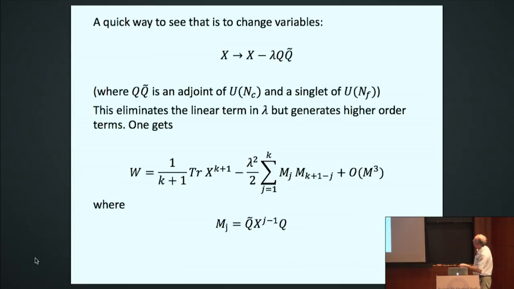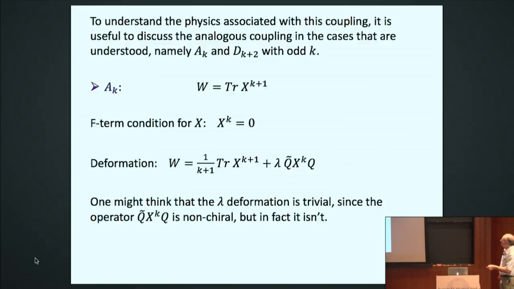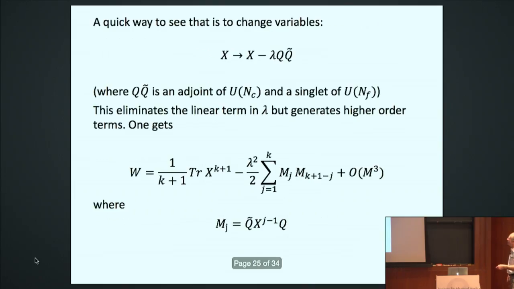What you get when you do this is that this shift eliminates the lambda term, which is something that is guaranteed to be possible just because Q tilde x to the k Q is not in the chiral ring. But it generates higher order terms. In particular, it generates a quadratic term in the mesons and then some higher order terms that I don't need to worry about for now. So these M_J are just the usual mesons.